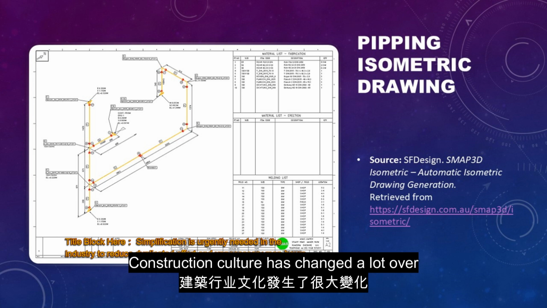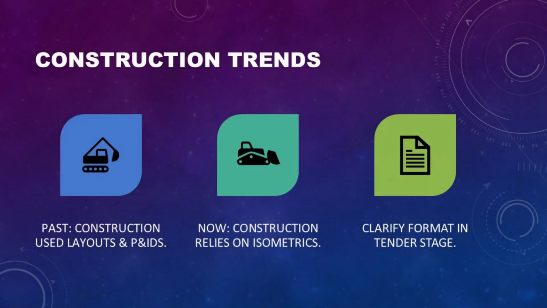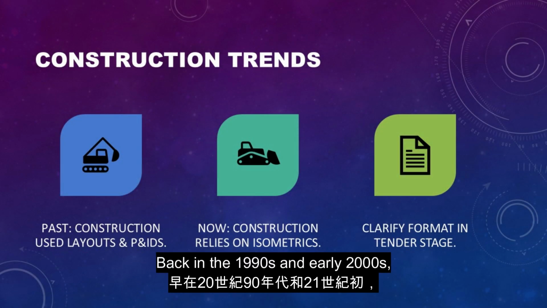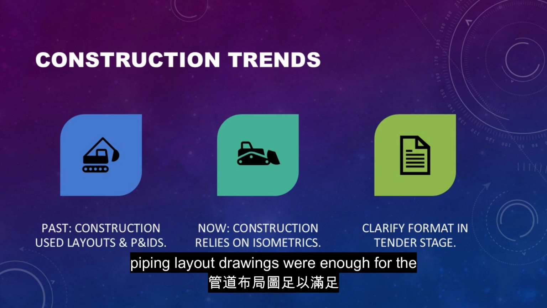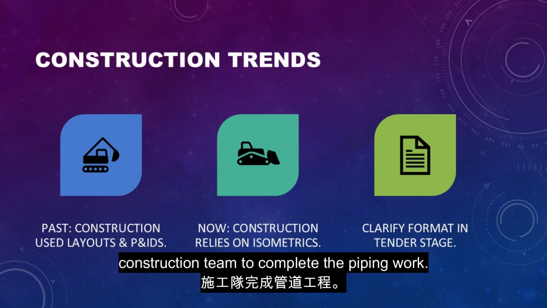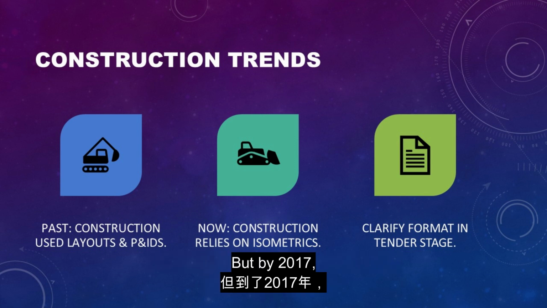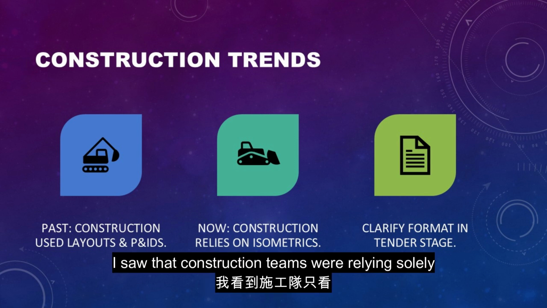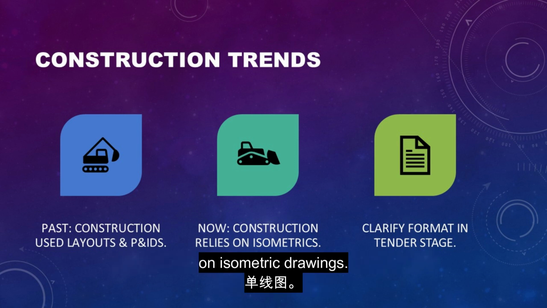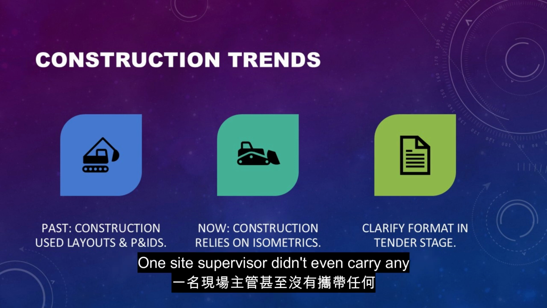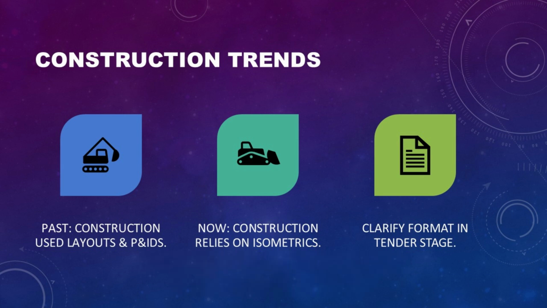Construction culture has changed a lot over the years. Back in the 1990s and early 2000s, piping layout drawings were enough for the construction team to complete the piping work. They would even refer to the P&ID for better understanding. But by 2017, I saw that construction teams were relying solely on isometric drawings. One site supervisor didn't even carry any drawings. He asked me directly how to install a flexible hose.